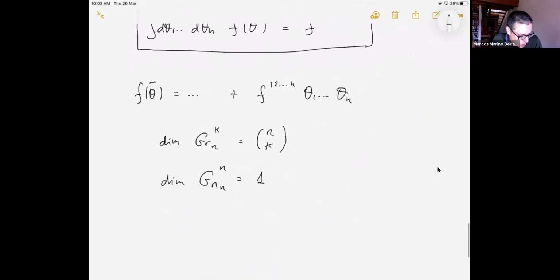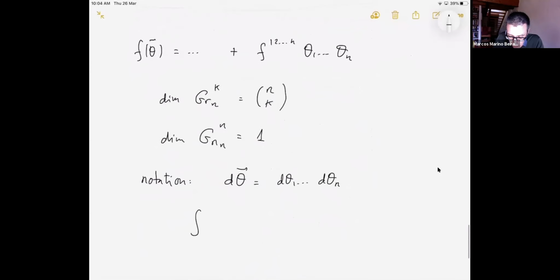A notational point: I'm going to write d theta as the measure of this integral. So the kind of things that we want to compute are things like this, and this is, as I said, f_{1 to n}, the coefficient of the highest power of the thetas in f of theta.